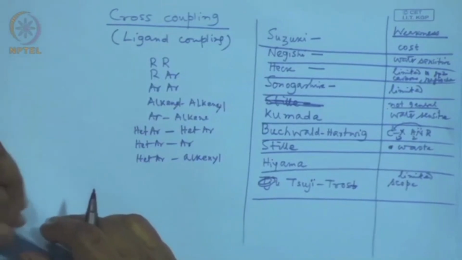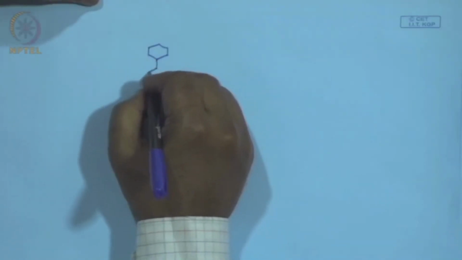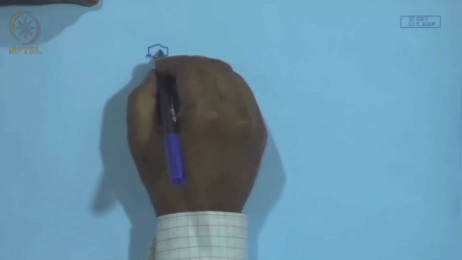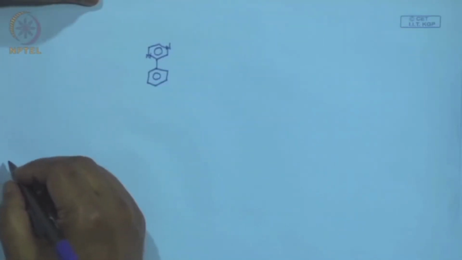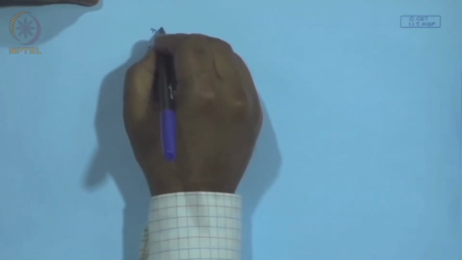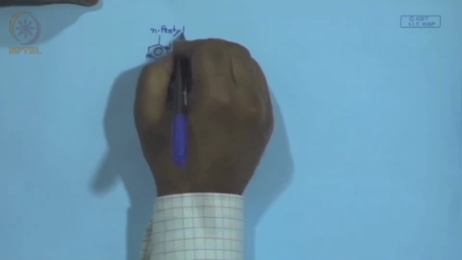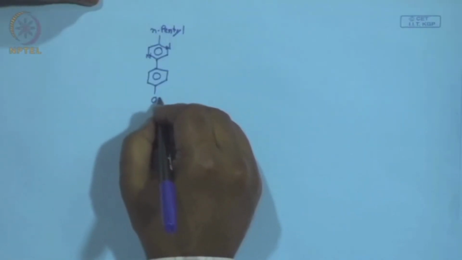Let us look at an example, again from the patented literature. The target molecule is a heterocyclic one, where it looks like a biaryl. It is a pyrazine derivative, that means nitrogens are 1,4. Now, you have a substituent N-pentyl, and you have O-tert-butyl.